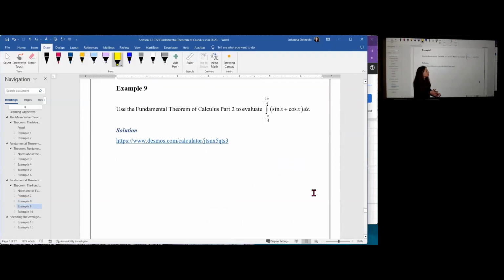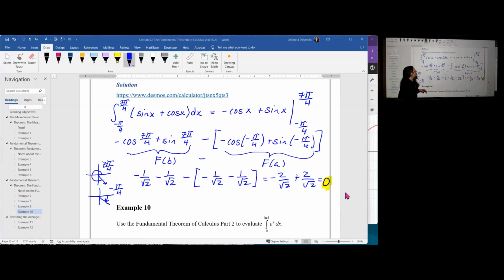In example 9, we have an integrand of sine x plus cosine x. And we're integrating from -π/4 to 7π/4. Go ahead and pause the video and apply the Fundamental Theorem of Calculus, Part 2. In this problem, I chose not to split it into two separate definite integrals. Instead, I kept it together and found the antiderivative of each term individually and kept them together.